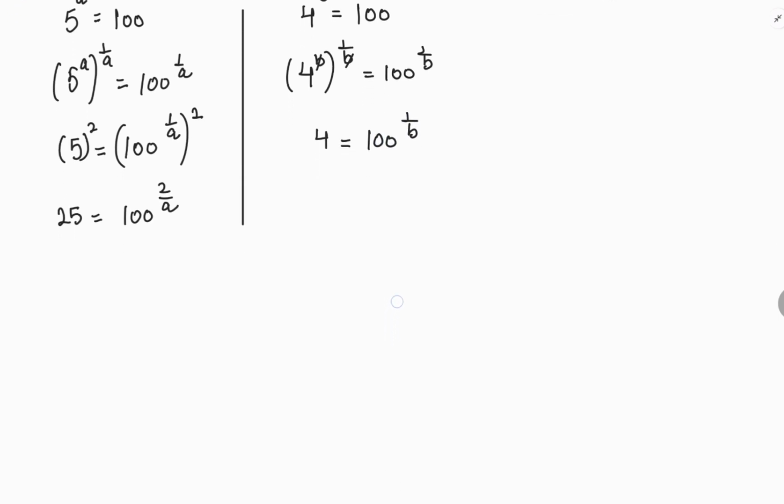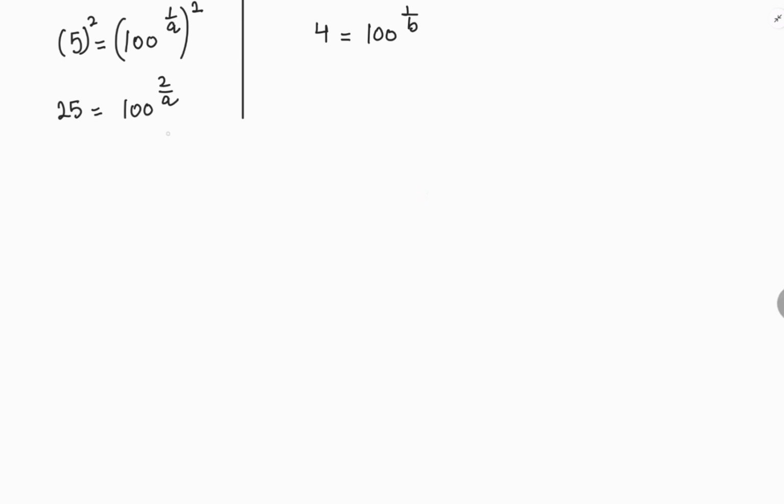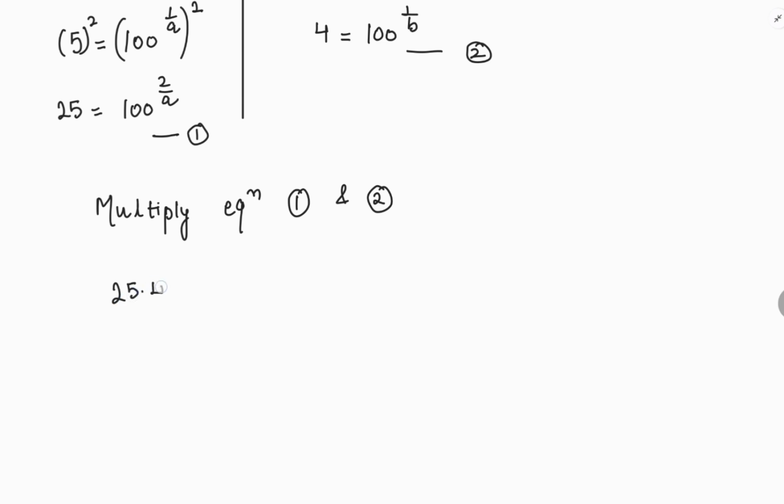Now we are getting something here. If we see, we have two equations. Suppose this is equation number 1 and this is equation number 2. Now what will I do? I will multiply equation 1 and 2. The left hand side will be multiplied with the left hand side, right? 25 will be multiplied with 4. And on the right hand side we have 100 raised to power 2 by a multiplied by 100 raised to power 1 by b. Do you know 25 times 4 is 100?